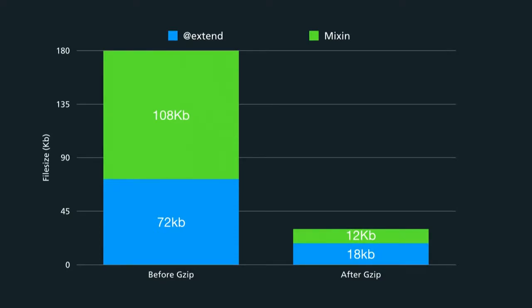Mix-ins were, as expected, far larger on disk, weighing 108 kilobytes versus extends 72. But after I gzipped both of these files, the tables turned. Mix-ins went down to 12 kilobytes, whereas extends only got down to 18 kilobytes.